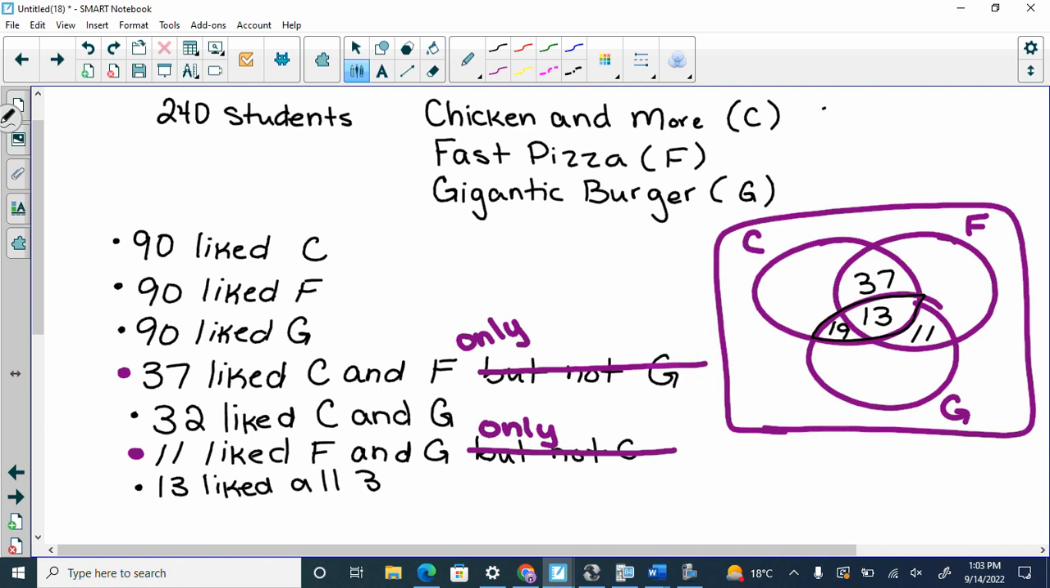Now we have singles. They're all 90s. So I have to have 90 here. How many am I missing for G only? And then I need 90 in F. How many am I missing? And then in C only? And then in neither? And then I filled it in.